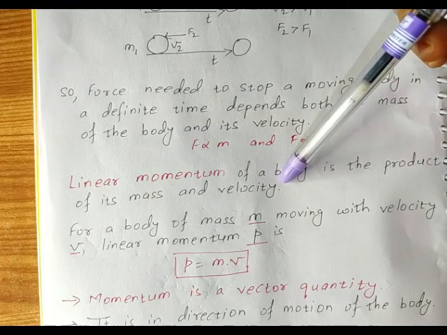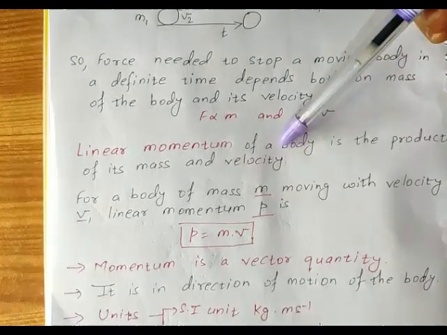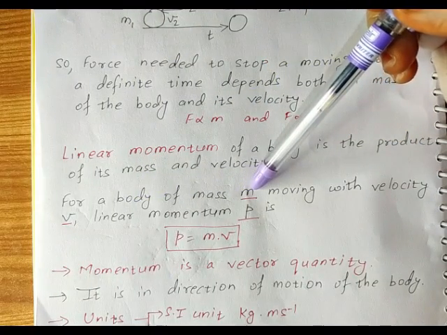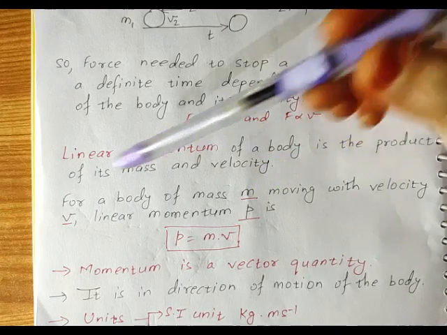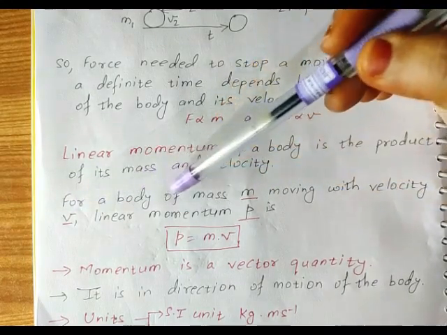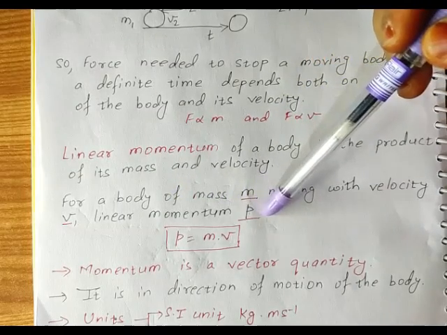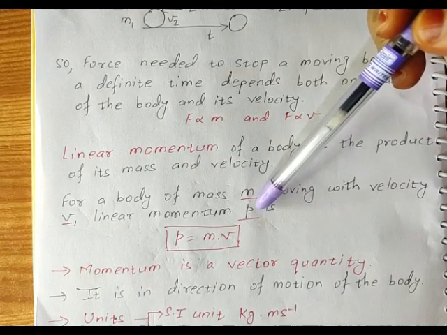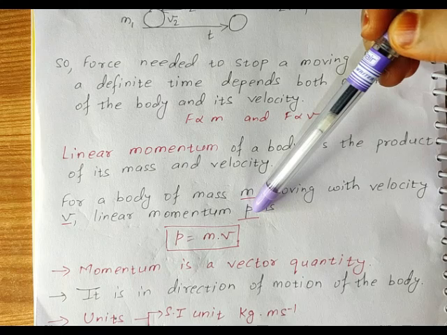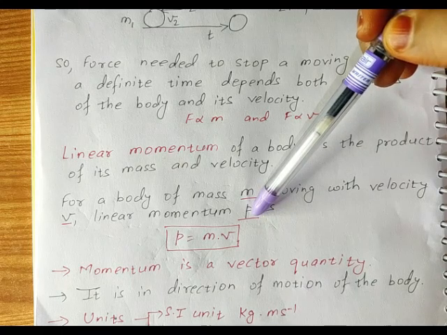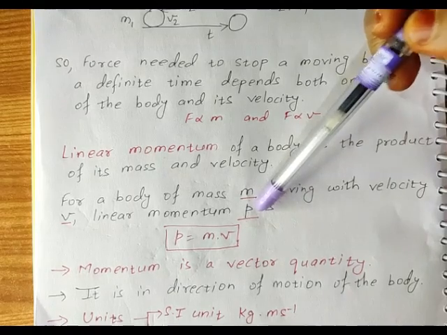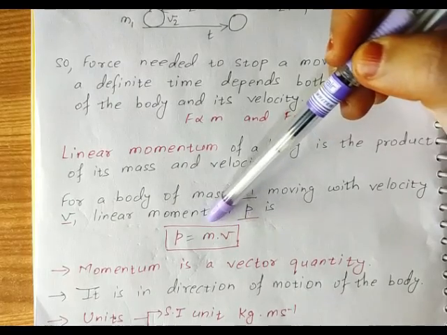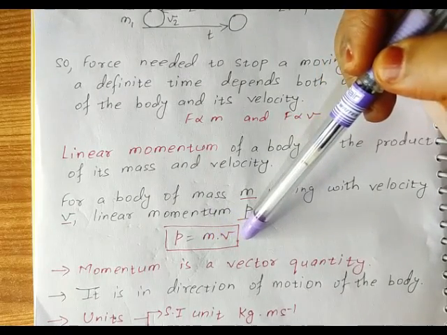Okay, so what is the formula for linear momentum? Let us consider a body whose mass is m and moving with velocity v, then its linear momentum is p. Okay children, linear momentum is denoted by the symbol small p. Remember, linear momentum is denoted by a symbol small p. Small p is equal to m into v, product of mass and velocity.